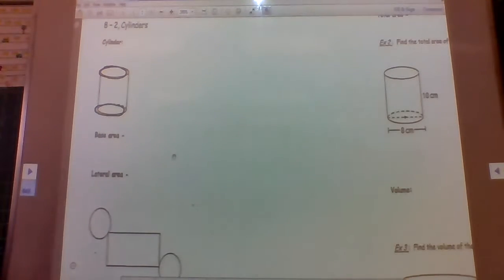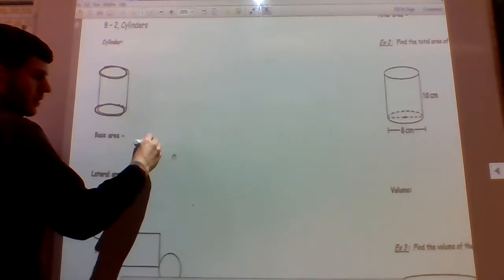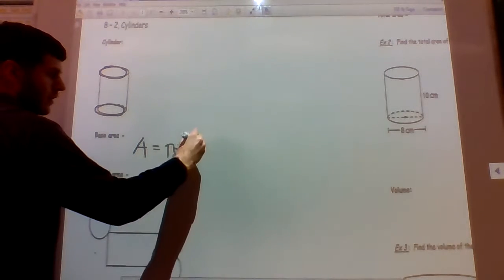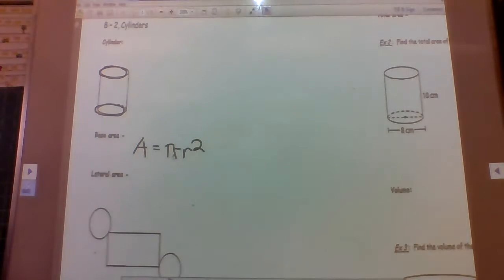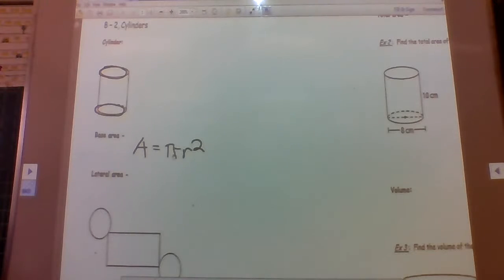Since those bases are circles, to find the area of them, the area is going to be pi r squared. The area of a circle is pi r squared. So there's going to be two bases, top and the bottom of the cylinder. The formula for the area of those bases is pi r squared each.